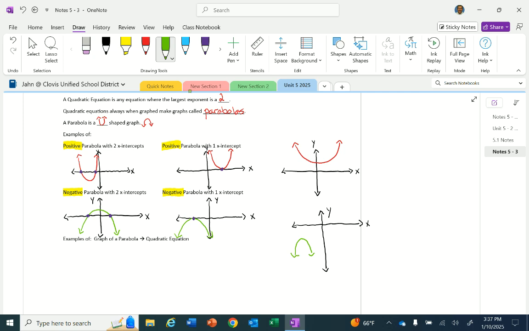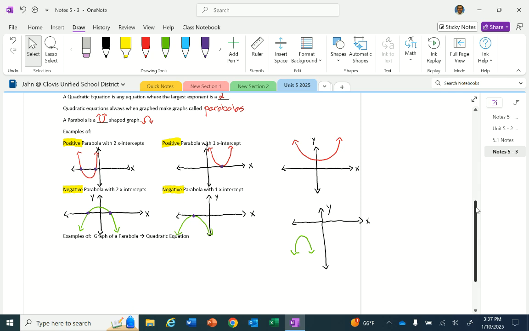Okay, so when we're talking about parabolas, these are the 6 different possibilities that might occur. You could have a positive or a negative parabola. Remember, parabolas will never go sideways. And then, whether it's positive or negative, it's either going to have 2 x-intercepts or 1 x-intercept, or it might have no x-intercepts at all.